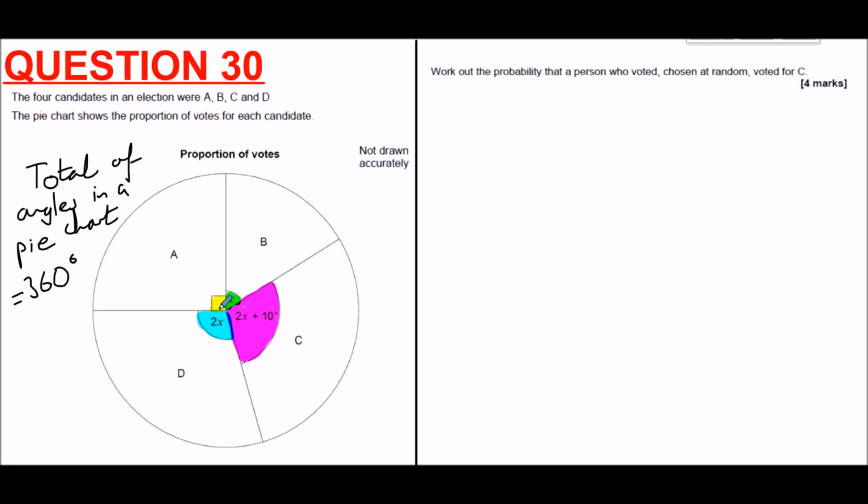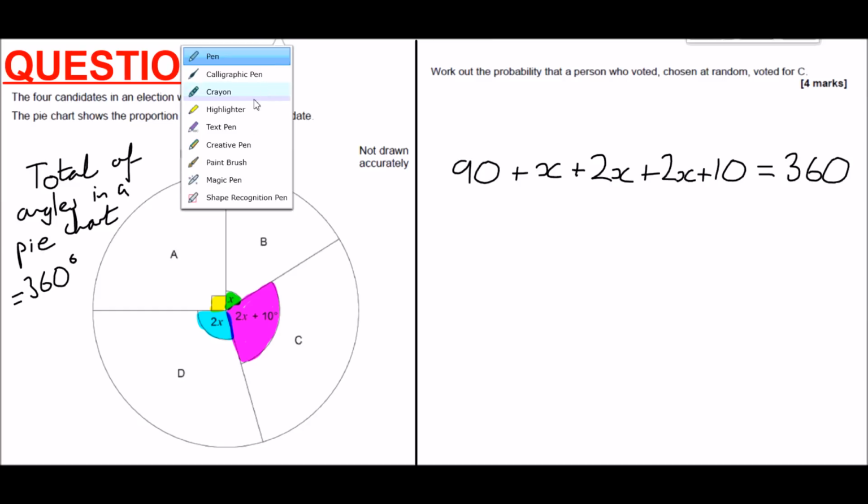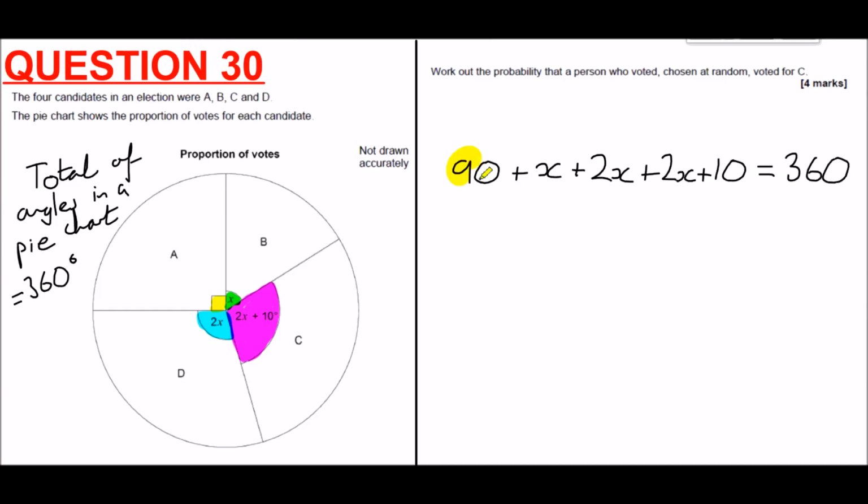It's got to. This little square means it's a right angle. A right angle is 90 degrees. Then plus x, and plus 2x, and then plus 2x plus 10, that's all the angles added together. So all of those must come to 360, because angles in a circle will always add up to that. So that was a right angle, we have x, 2x, and finally the big purple one was 2x plus 10.